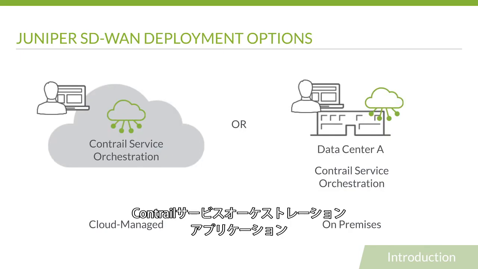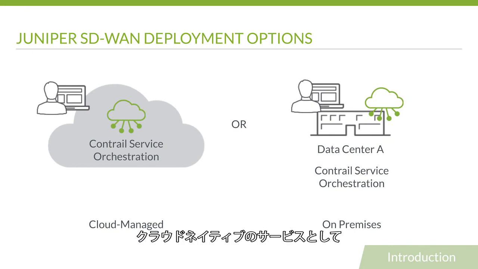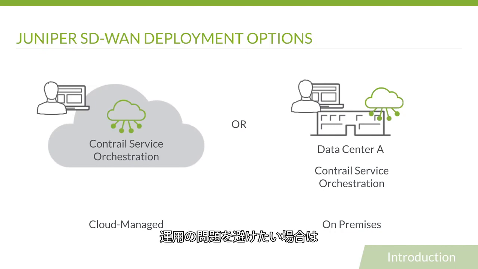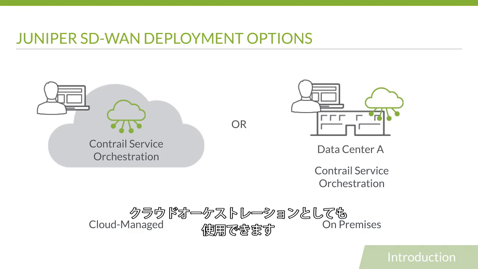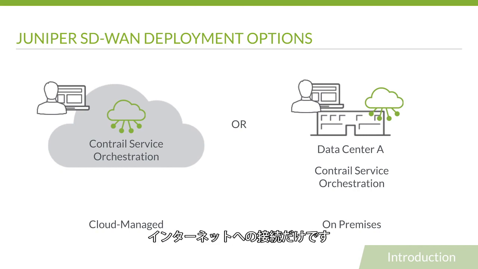So the Contrail Service Orchestration application is available both as a native cloud service that customers can consume over the public internet, or it can be installed locally on the private data center to be run and operated privately within your enterprise. Okay, so if I have a preference for on-prem, that option's available too, but perhaps if I want to avoid the operational headache of that, I can also consume this as a cloud managed option. All you need is an internet connection from your sites to the internet, and you're good to go.